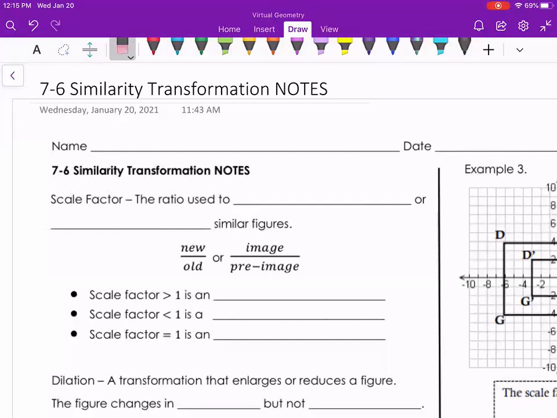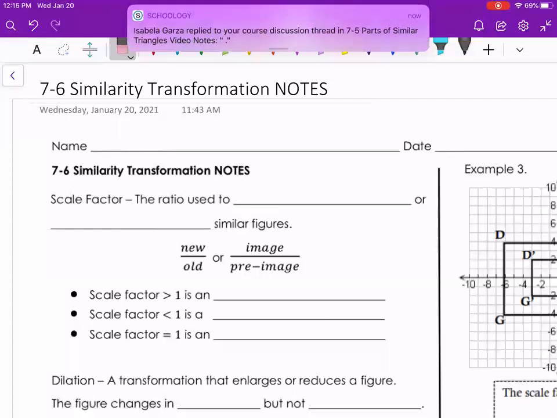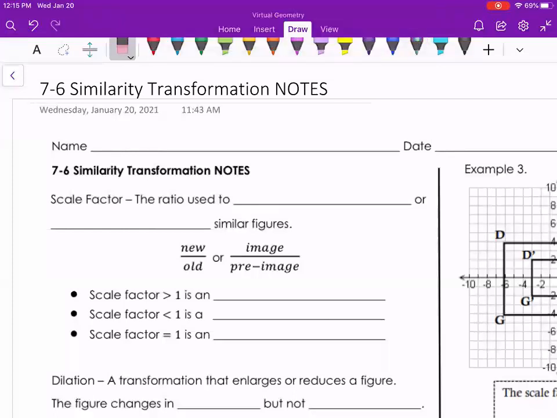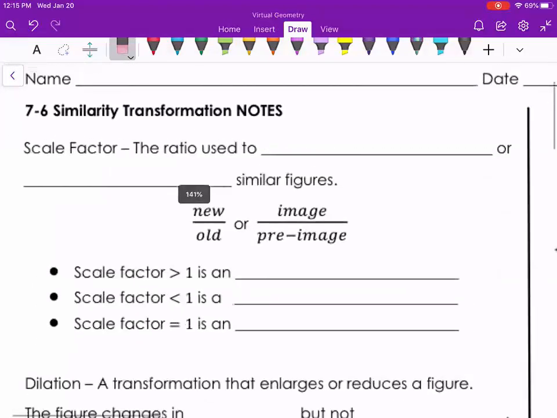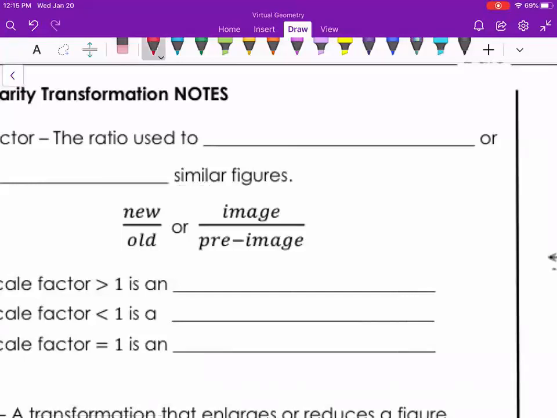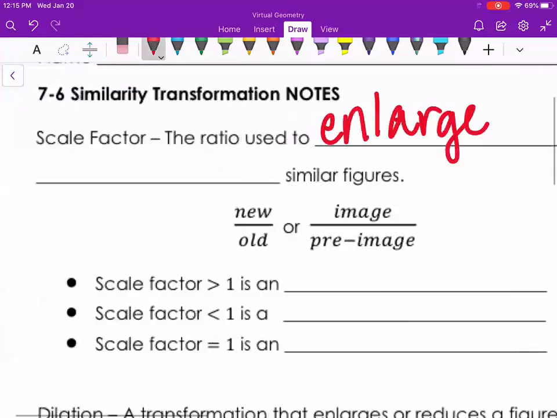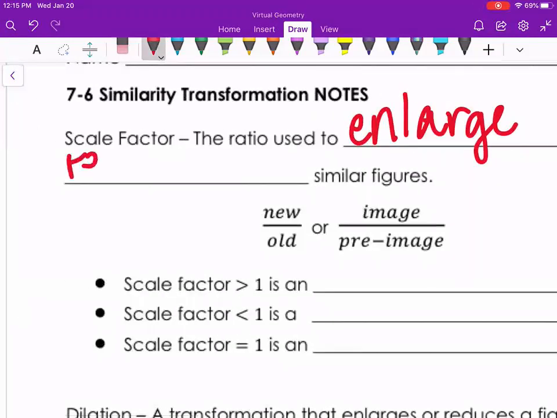Today we're revisiting the idea of scale factor. We've talked about it briefly in one of our last units, so today we're going to revisit it in depth and make sure we're okay with that topic. Just to remind everybody, scale factor is specifically a ratio used to enlarge or reduce similar figures.